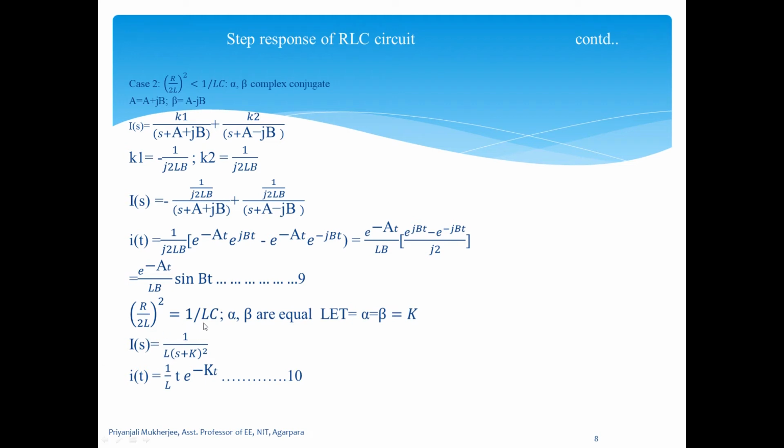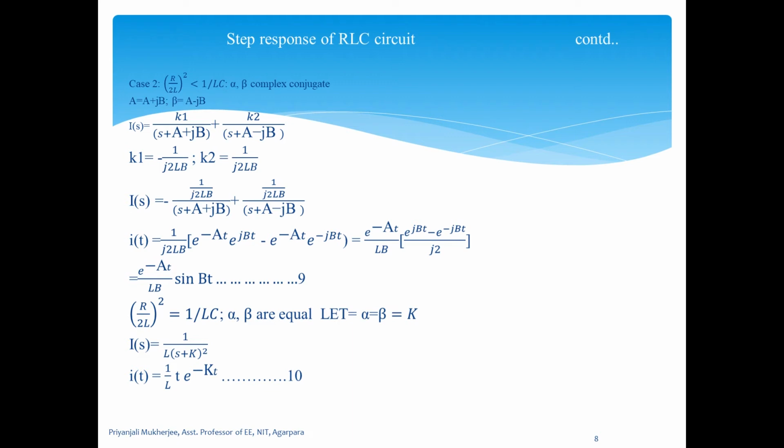And for the third case, where (R by 2L) whole square is equal to 1 by LC, that means alpha and beta are equal, and we consider alpha equal to beta equal to K, then I(s) is equal to 1 by L into (s plus K) whole square. Taking the Laplace inverse of this, we find that i(t) is equal to 1 by L into t into e to the power minus Kt.